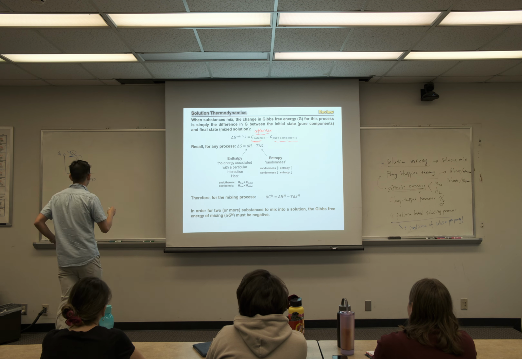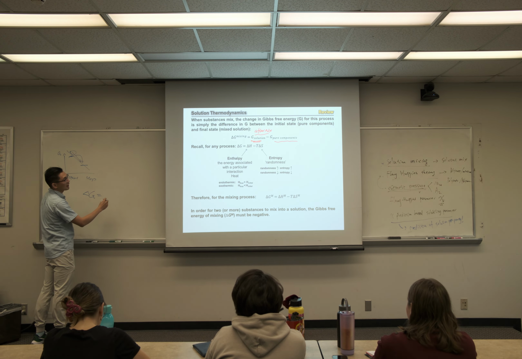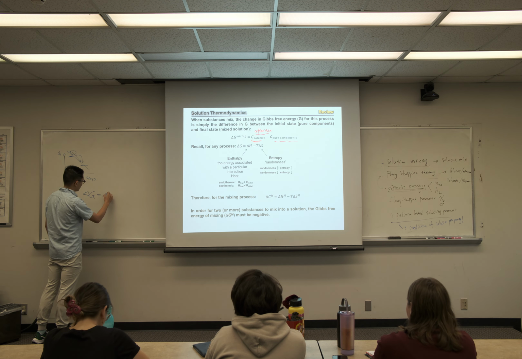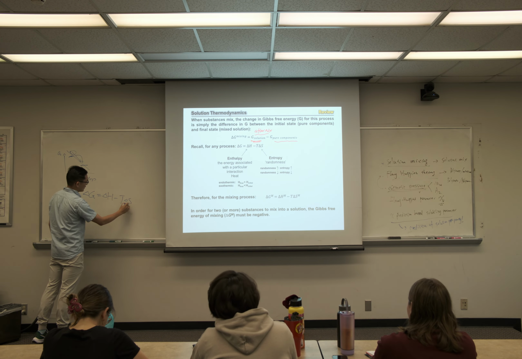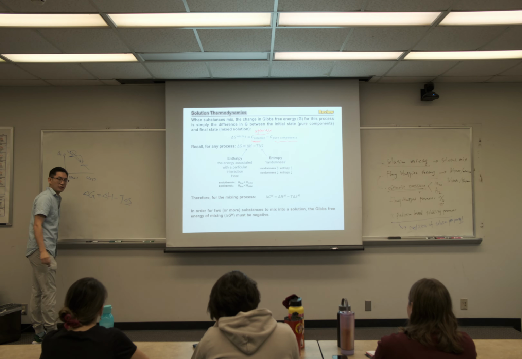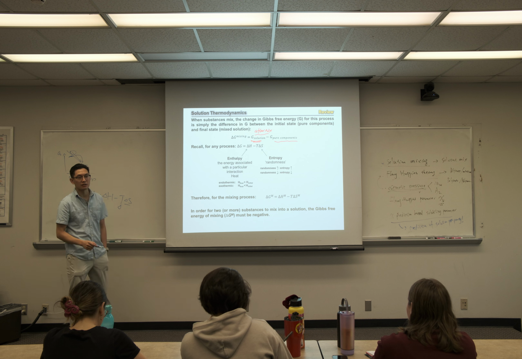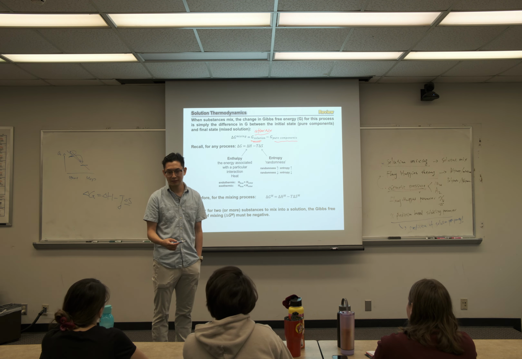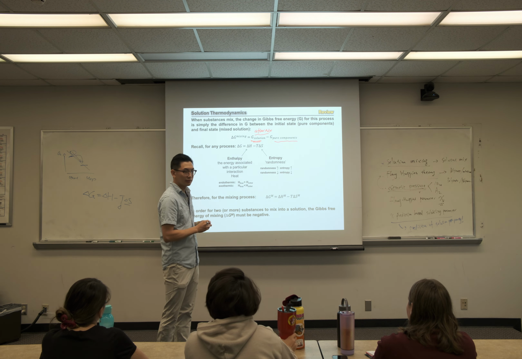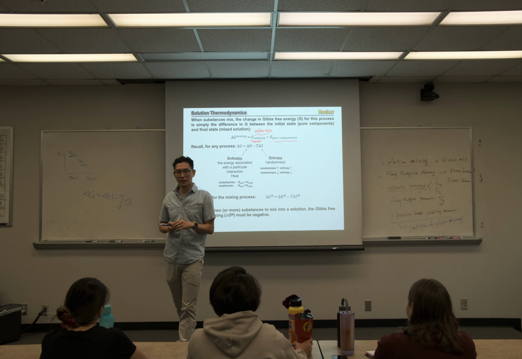And delta G, the Gibbs free energy, is related to delta H minus T delta S. So delta S is the entropy we have talked about. T here is just the temperature, the temperature where your system sits. Entropy is related to the temperature, so it's always T times delta S.